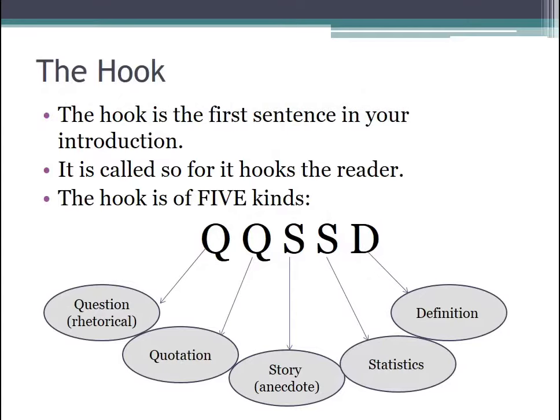The hook is the first sentence in your introduction, and it's called so for it hooks the reader. It is of 5 kinds: Q, Q, S, S, D. The first Q is for the question, the second for the quotation, the first S for the story, and the second for statistics. As to the D, it's for the definition.